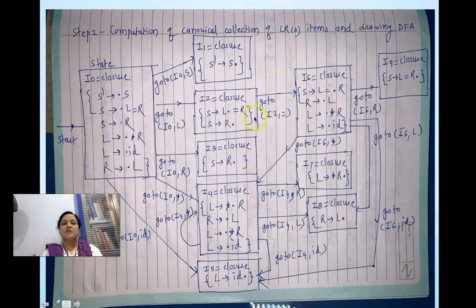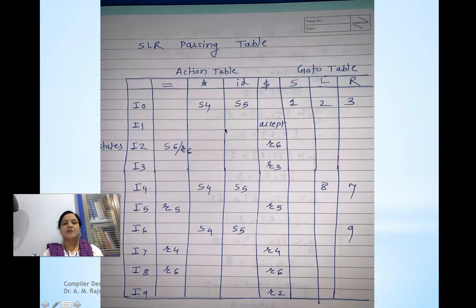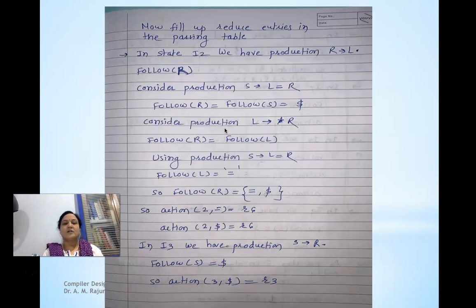Now see here in I2, is there any complete item? Yes, here this is R tends to L dot. So in I2 we have the production R tends to L dot, and for that we should first calculate follow of R. For computing follow of R, consider the productions where R is on the right hand side. There is a production S tends to L equals to R.